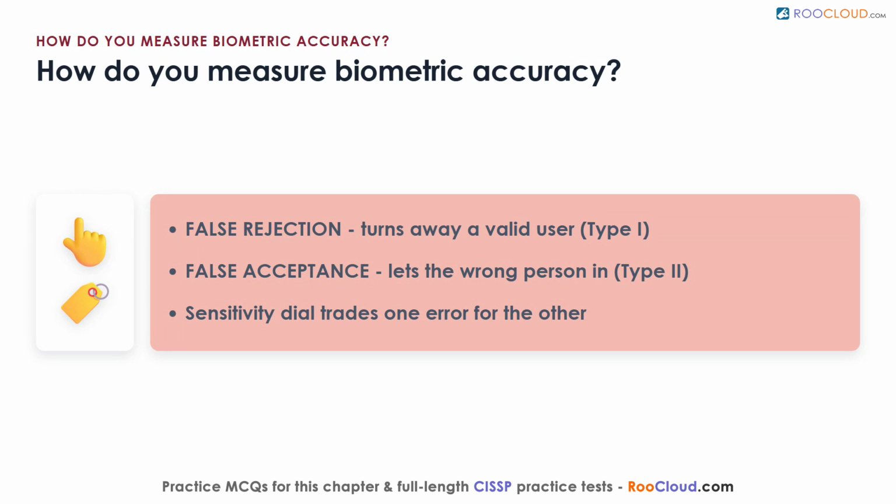Most devices have a sensitivity dial. Turn it up and you get more false rejections. Turn it down and you get more false acceptances. Picture a smoke alarm. Too touchy and it screams at burnt toast. Too dull and it sleeps through a real fire.